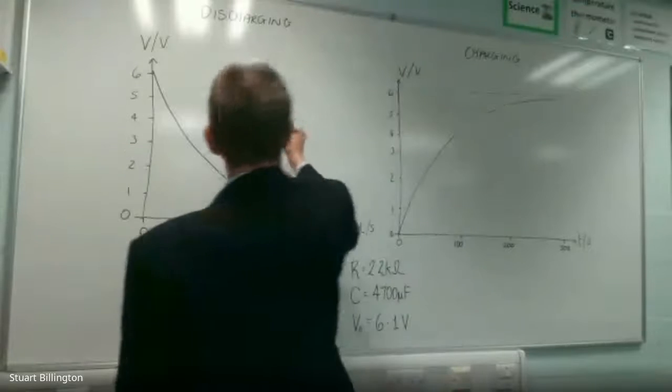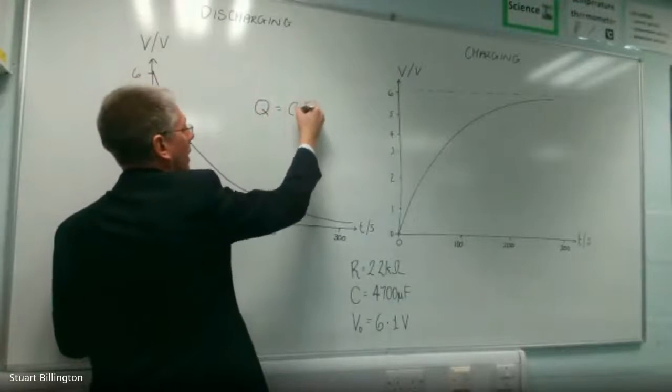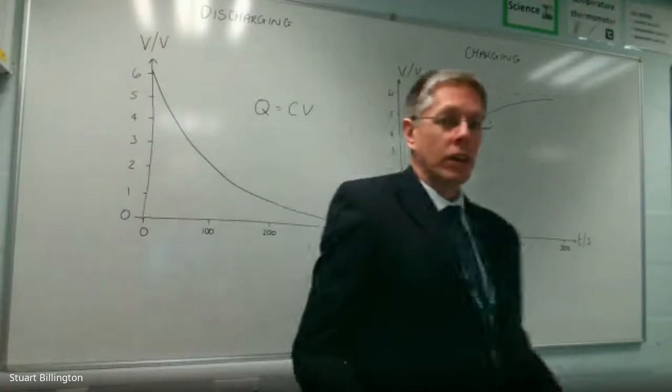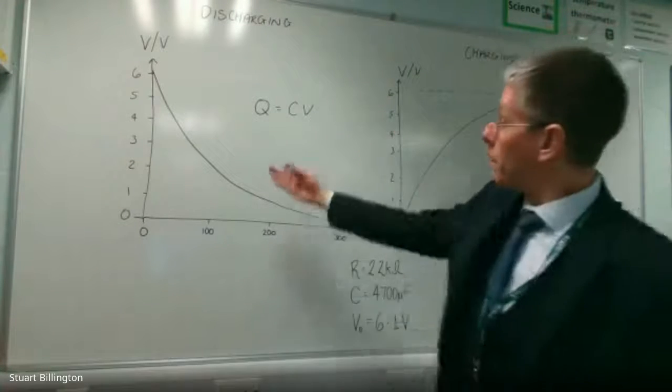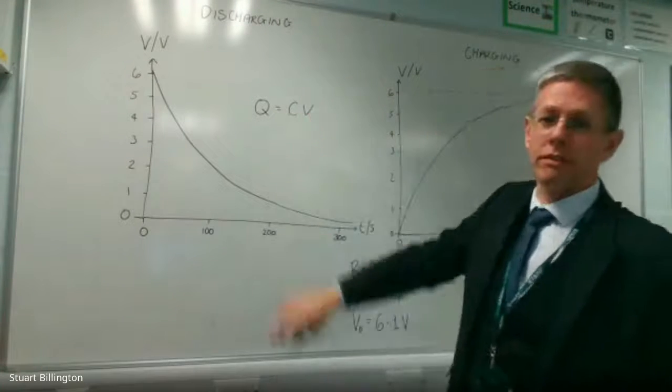Q equals VC. Very good. So in which case, the charge values are just a multiple of the potential difference values.